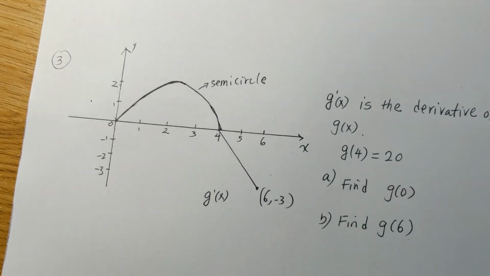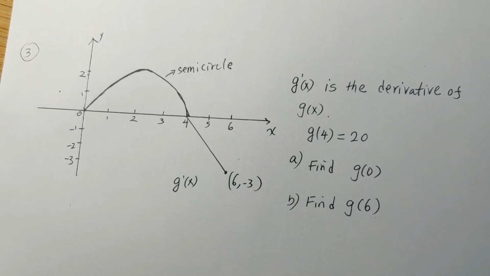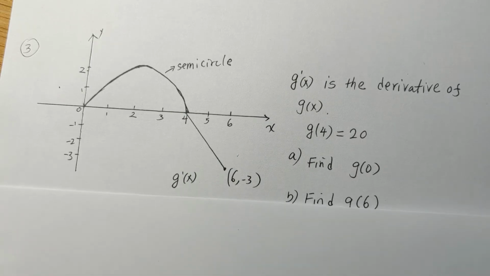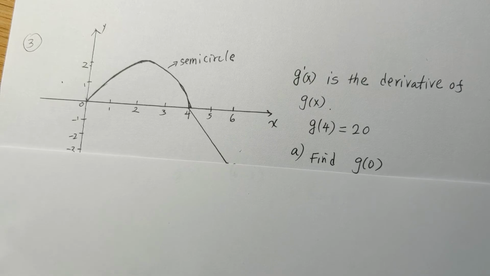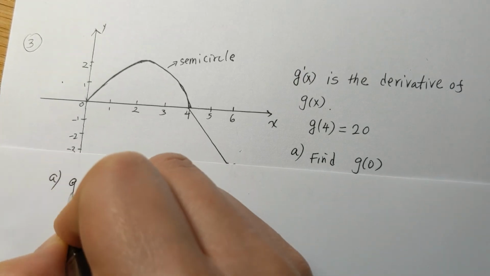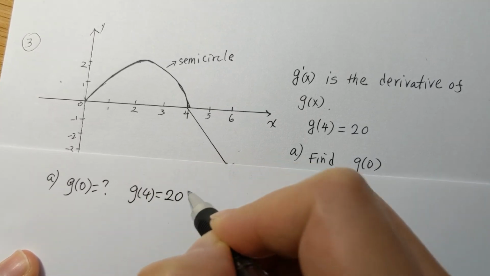Now let's take a look at question number 3. We have g prime of x given. It says that g prime of x is the derivative of g of x. G of 4 equals 20. In part A, we have to find g of 0, and in part B, we have to find g of 6. So let's take a look at part A. We have g of 0 equals what? And g of 4 is given, which is 20.